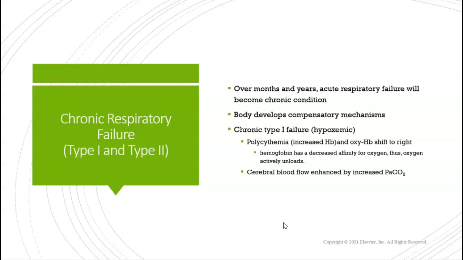If you remember, that right shift of the curve means that hemoglobin has a decreased affinity for oxygen, which is normally what we want to see at the tissue level, where hemoglobin wants to unload the oxygen. But if the curve shifts to the right all the time, the hemoglobin is going to be less likely to pick up the oxygen from the lungs.